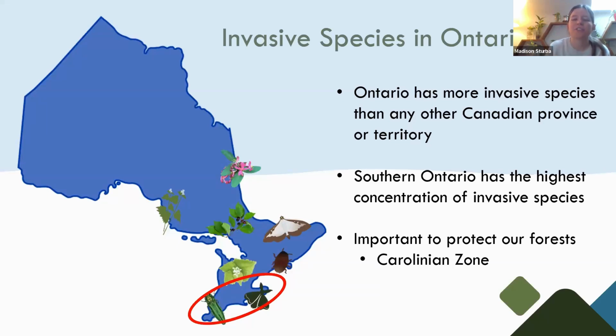The Carolinian zone is circled there in red just because it's a really important part of the province. This is where we have a lot of deciduous forests with rare plants and animals. It also tends to be warmer and more humid here in the south, so really just ideal conditions to support biodiversity. There's also high populations of us humans in this area. We have a lot of big cities like Toronto and Windsor, for example. So this area is particularly vulnerable to invasive species introductions and spread.